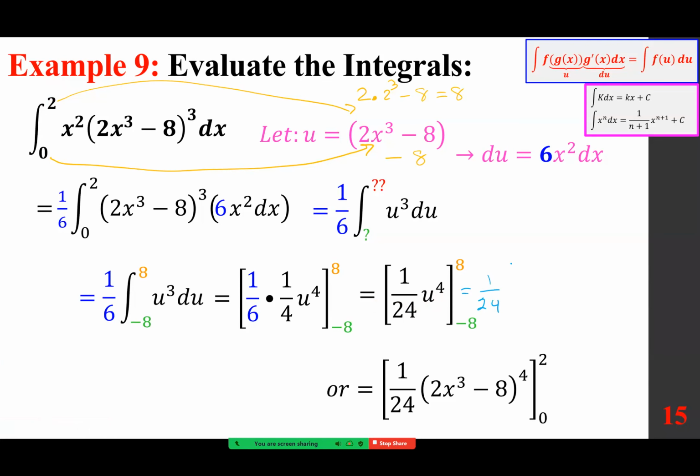1/24, 8 to the power of 4 minus negative 8 to the power of 4. What you notice is that the exponent is even. So 8 to the power of 4 and negative 8 to the power of 4 are identical. Their difference is 0.